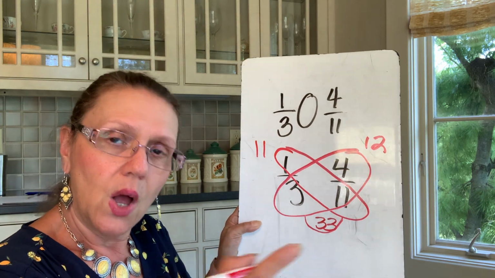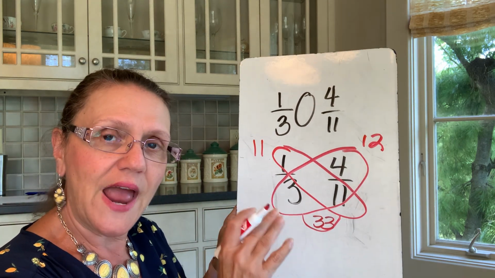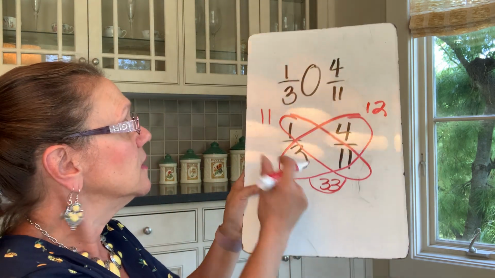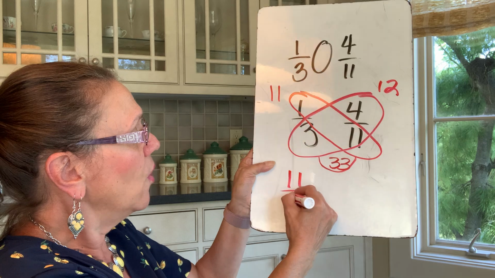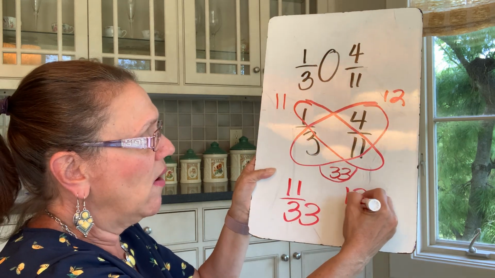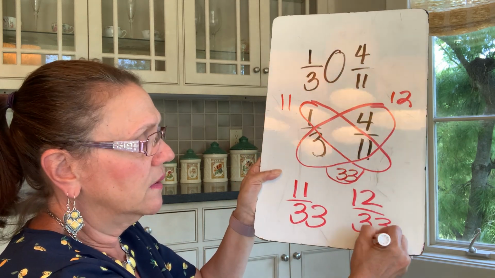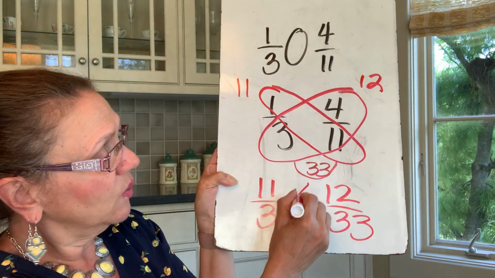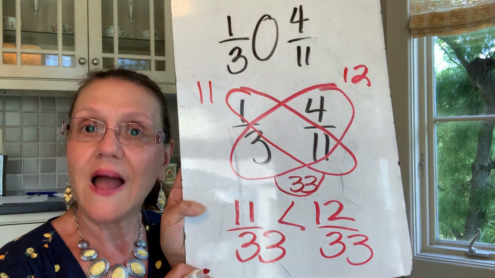Now, when I take away my butterfly, I am left with two equivalent fractions. 11/33 and 12/33. Do you see that? Now I can compare them. Well, this one is smaller. And that's the butterfly.